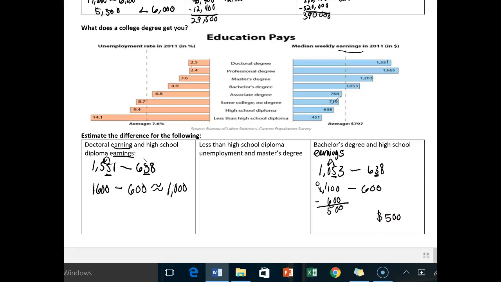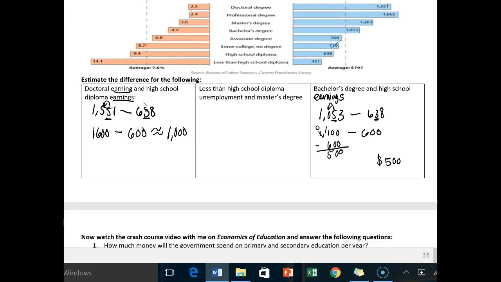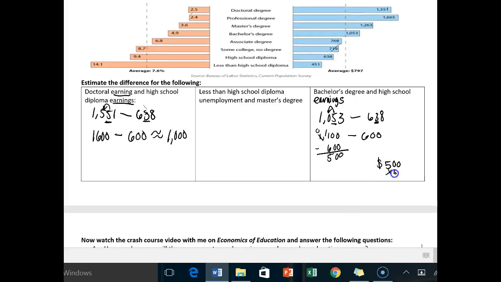$500 more per week. If there are 52 weeks in a year, you could figure out how much more they earn per year, and let's do that. 0, 0, 10, lay your egg, 0, 0, 25, add it up, 0, 0, 0, 6, 2, 26,000 per year, about, because it was all an estimate. Make sure you do this one.